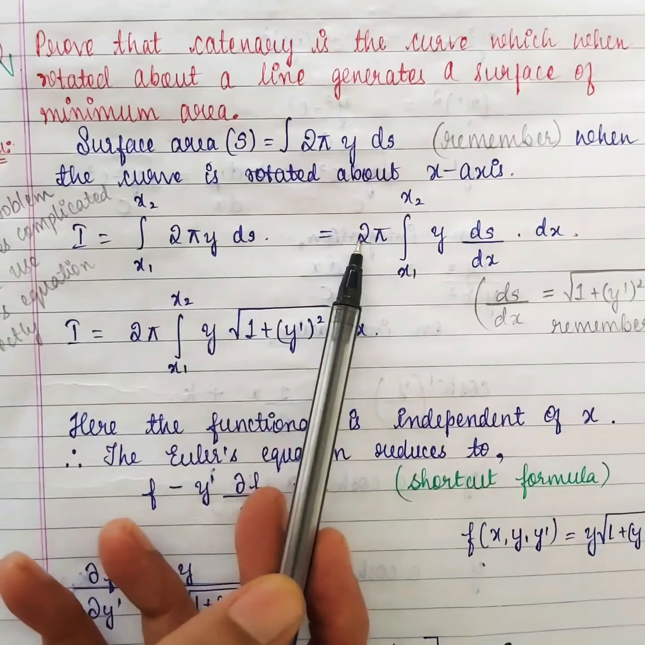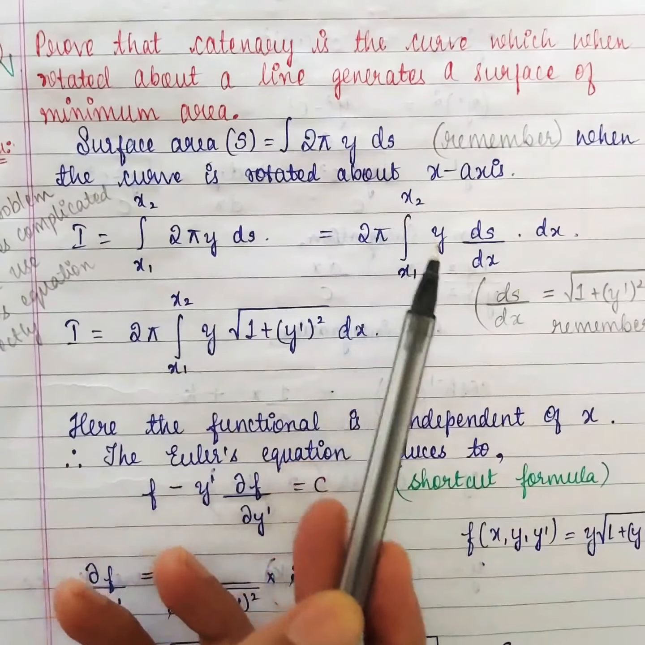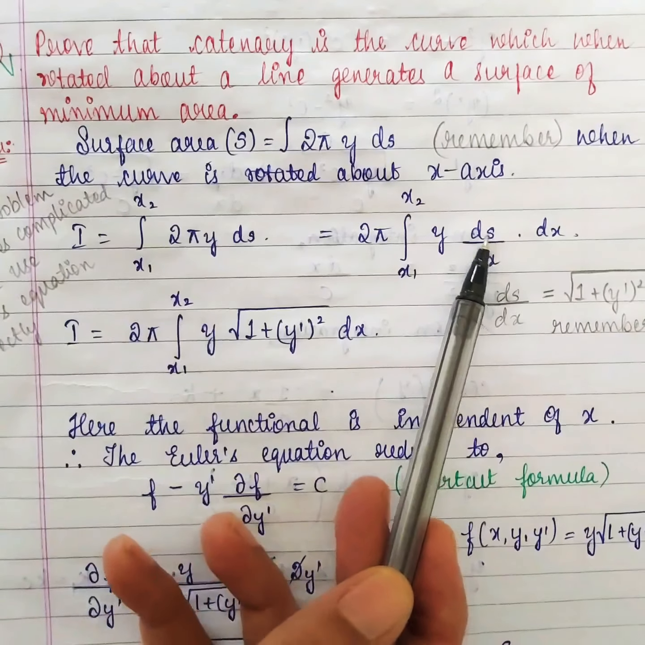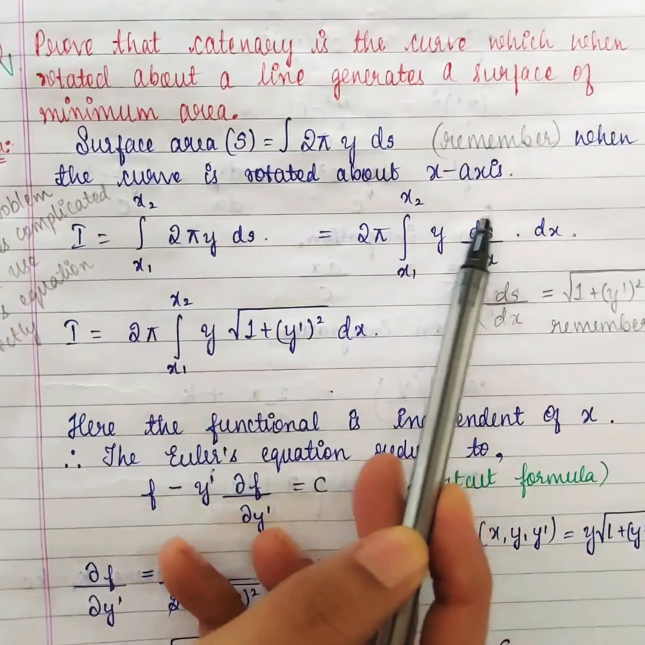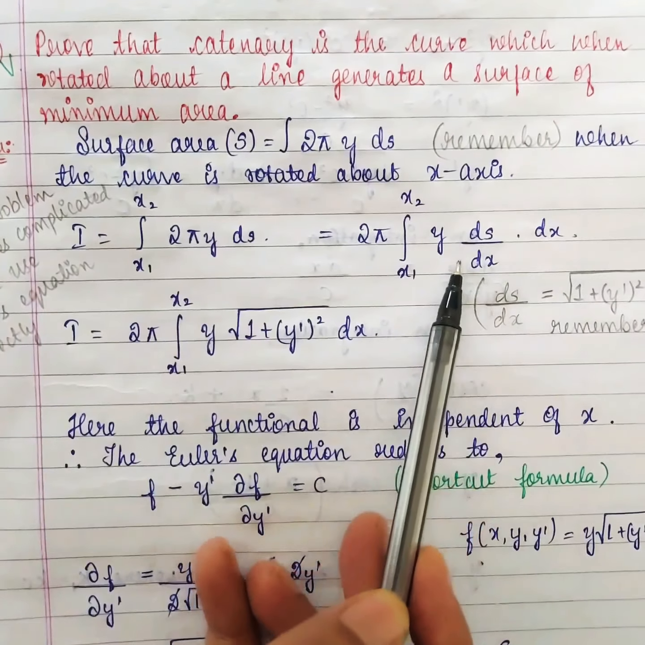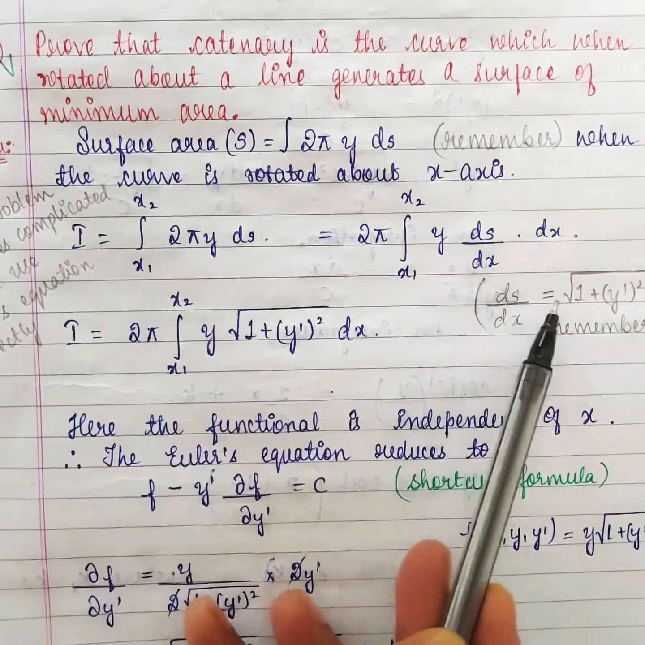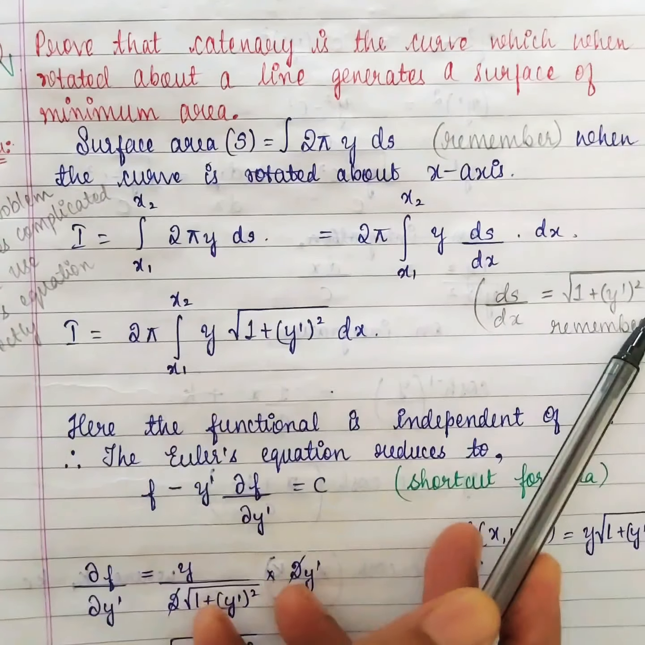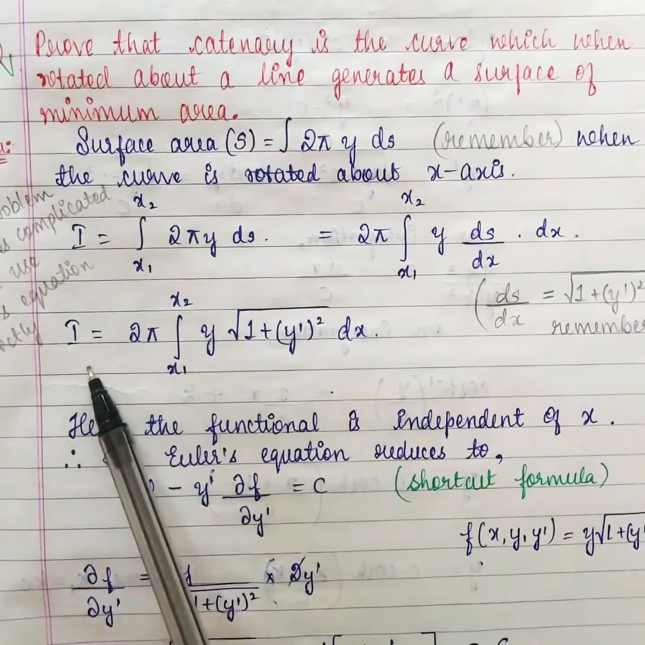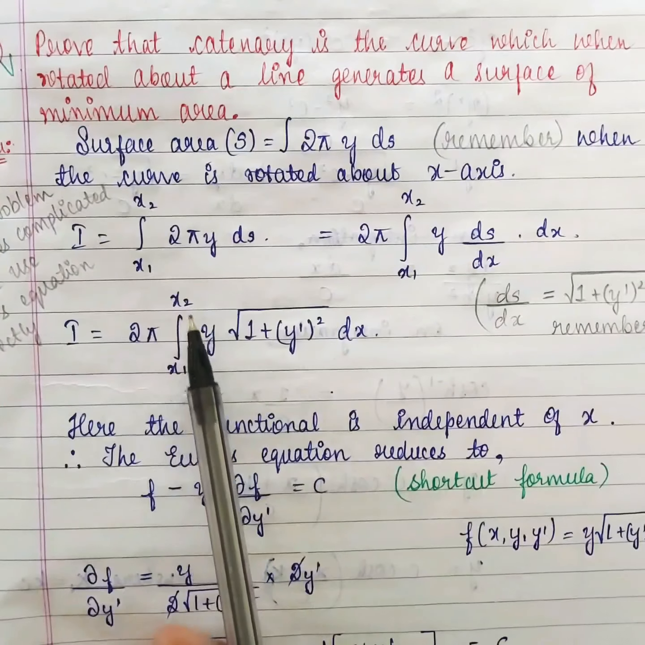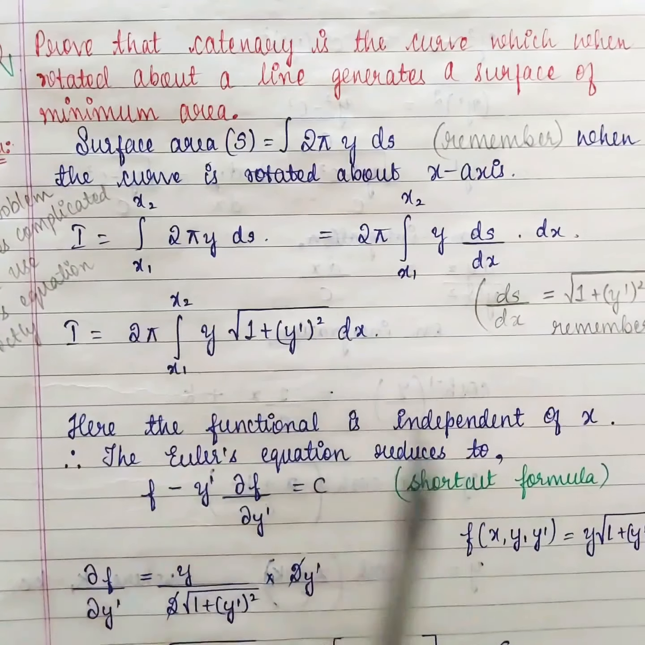Okay, so 2 pi is just a constant, we are taking that outside. Integral x1 to x2 y into ds by dx into dx, and this is nothing but the arc length. We did this in the previous problem also. So what we are going to substitute for this ds by dx? Root of 1 plus y dash square. This we did in the previous problem also. Therefore, I will become 2 pi integral x1 to x2 y into root of 1 plus y dash square dx.